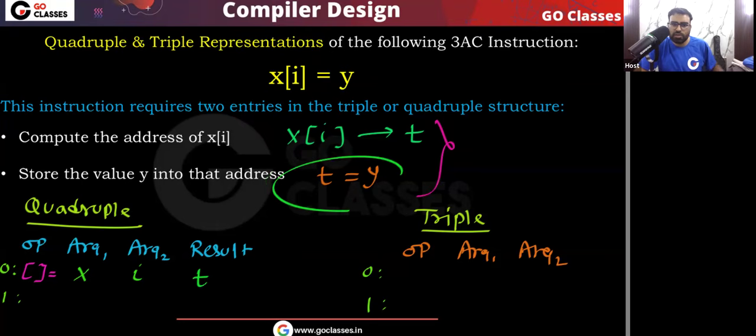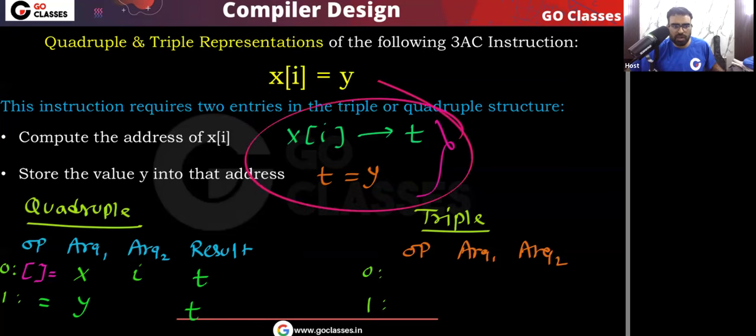This is very easy. So here the operator will be assignment. And what is the argument? Argument is y. There is no argument 2, and the result is basically t. Okay, so this is the quadruple representation for this instruction. I hope you understood. Now let's see the triple representation.